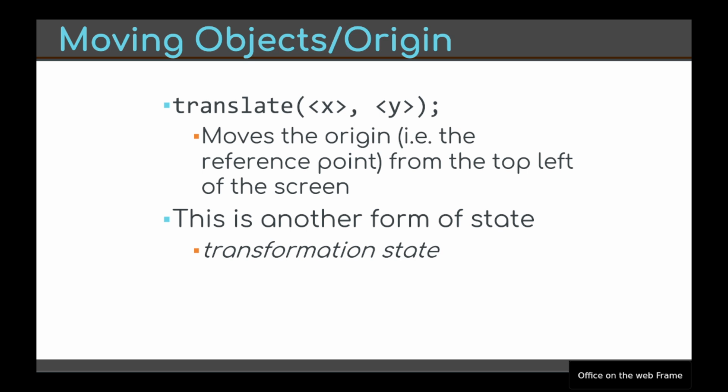And just like fill and stroke, rect mode, ellipse mode, line mode, it's state that persists. When you change the origin, it will last until you change it again. So it's transformation state.